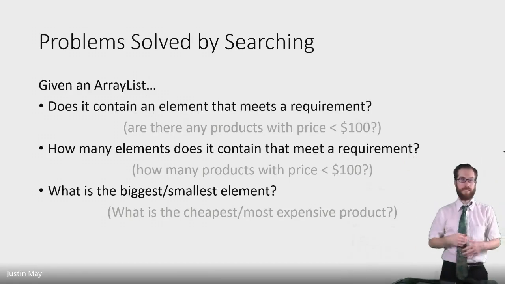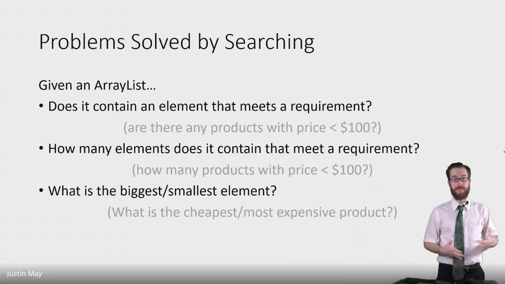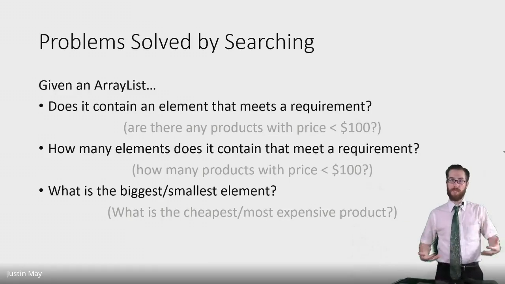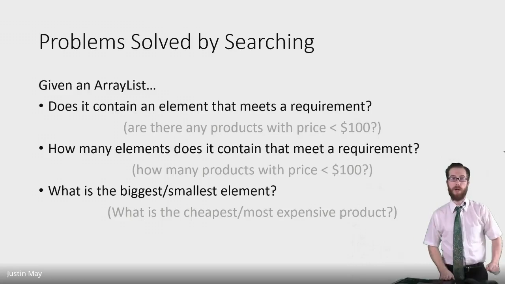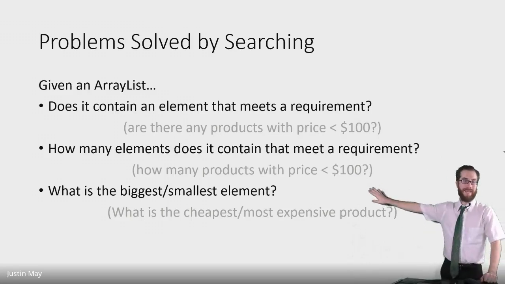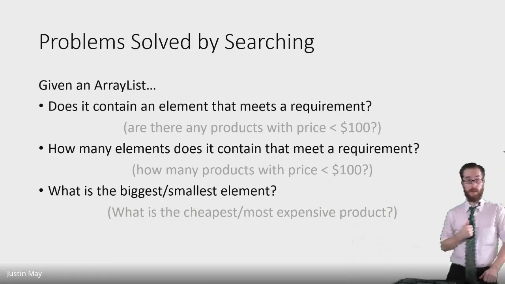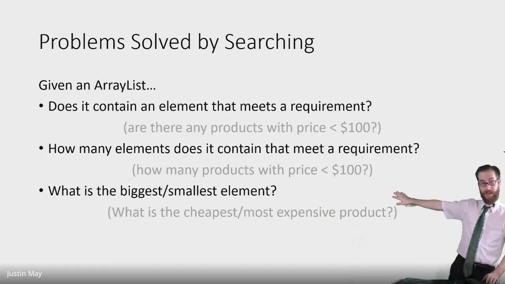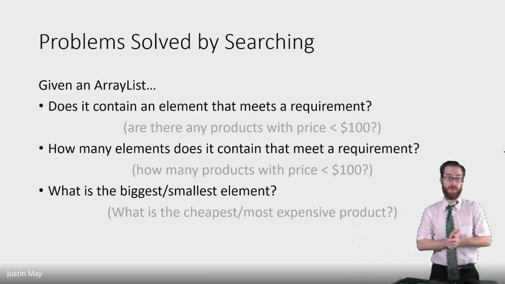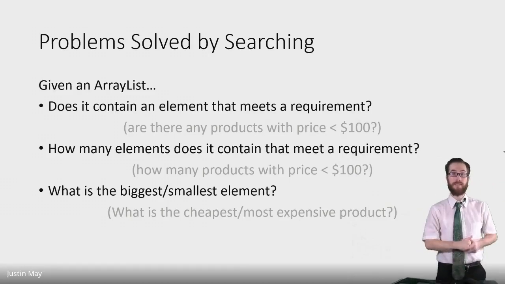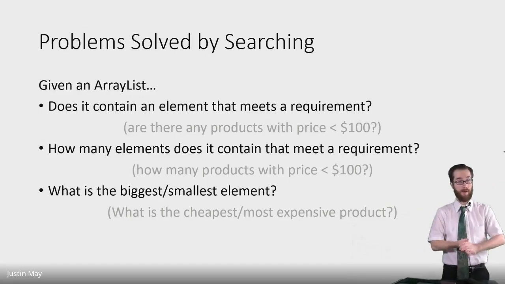So if you have, let's say, a list of products, we could answer the question, are there any products in this list that cost less than $100? We can answer the question, how many elements does it contain that meet the requirement? So same example, if we have a list of products, we can answer the question, how many products are less than $100 using a searching algorithm.